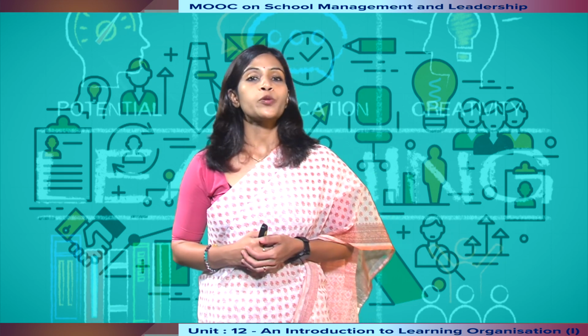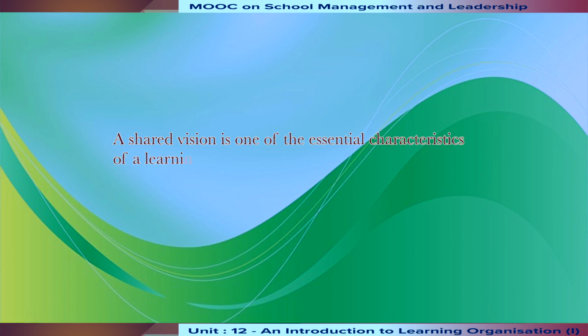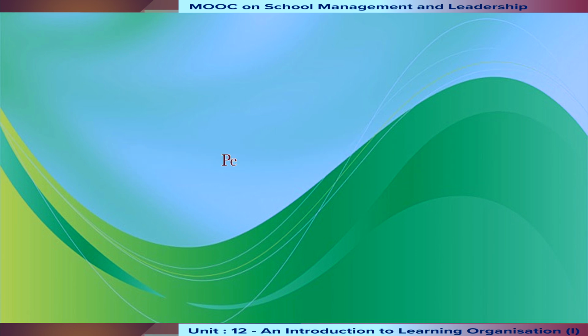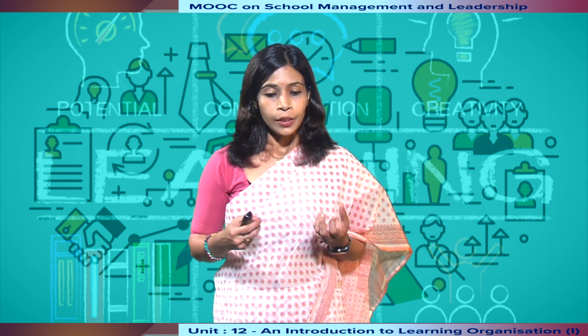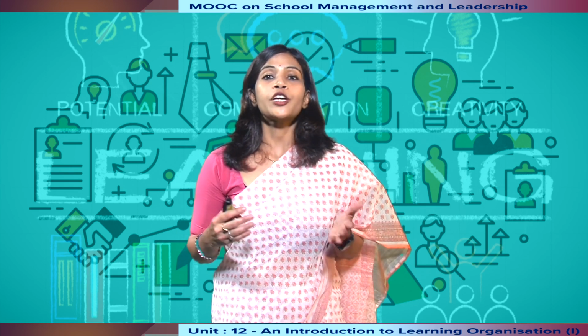First of all, the first one is shared vision. A shared vision is one of the essential characteristics of a learning organization. It establishes a common goal and encourages innovation and creative thinking. The next one, personal mastery. Personal mastery is a crucial leadership skill, because everyone has mastery in a different field.